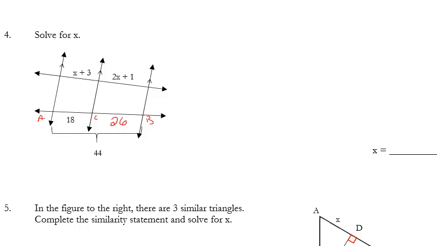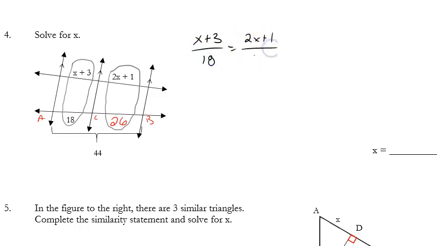Now it's a matter of setting up my proportions. Again, there's 2 ways to do it. I like to do it between my parallel lines, set up my ratios, set up my fractions here. X plus 3 over 18 equals 2x plus 1 over 26. Again, if I start with x plus 3, I have to put 2x plus 1 in the numerator on my other ratio, my other fraction. And along the same transversal, they have to be in the same location in my ratios.